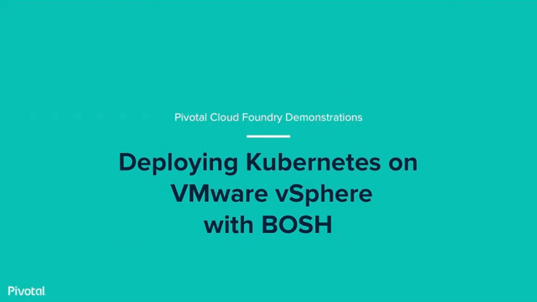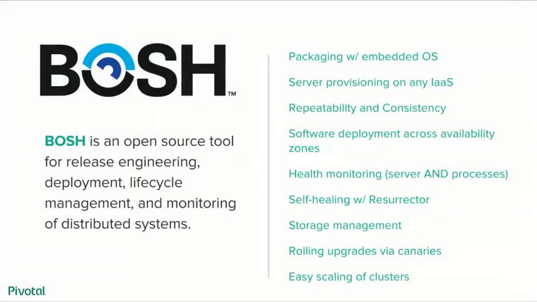I am a platform architect at Pivotal, and what I'm going to do today is show you a demo on how to deploy Kubernetes with Bosh. Bosh is an open source tool that comprises automation, configuration management, release engineering, and essentially full lifecycle management of distributed systems. So what I'm going to do today is use Bosh to provision all necessary infrastructure resources that are required to deploy a Kubernetes cluster. Once those resources are ready, Bosh is going to install Kubernetes on them and then bootstrap the cluster so that I can use it.